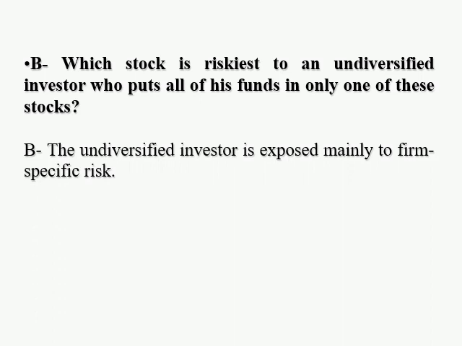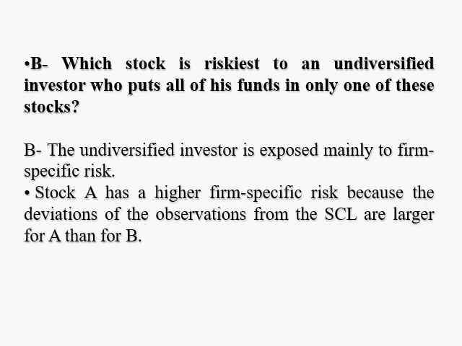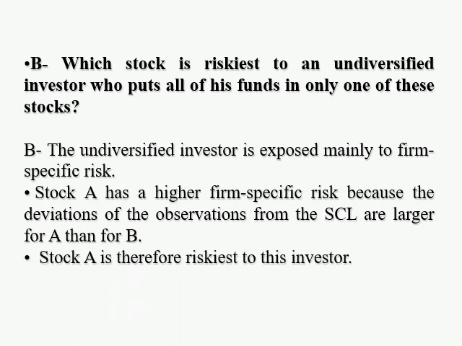The undiversified investor is exposed mainly to firm specific risk, so here my main risk is not systematic risk, it is mainly firm specific risk. Stock A has a higher firm specific risk because the deviations of the observations from the SCL, the security characteristic line, are larger for A than for B. So it will be more for security A than security B. This means that for an undiversified investor, stock A is therefore riskiest to this investor.